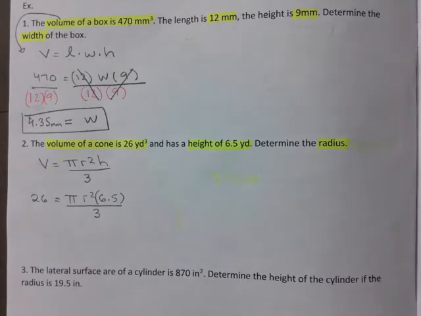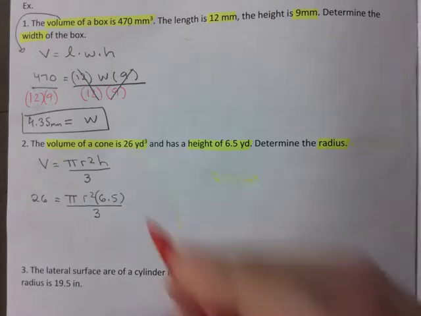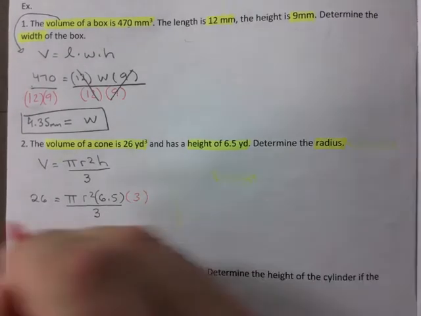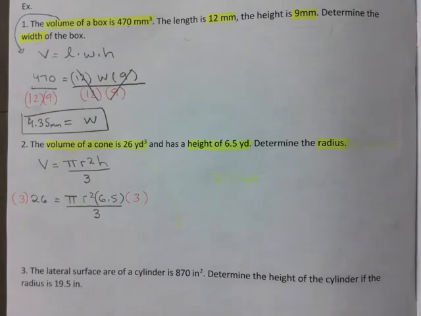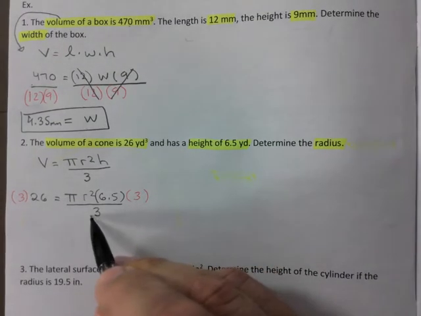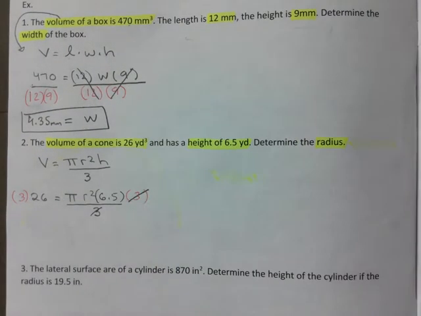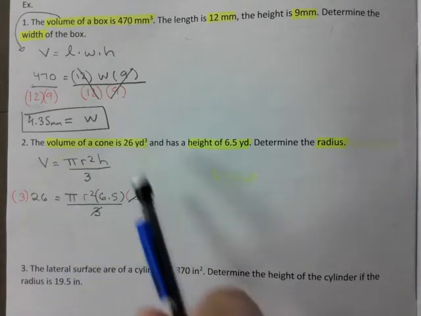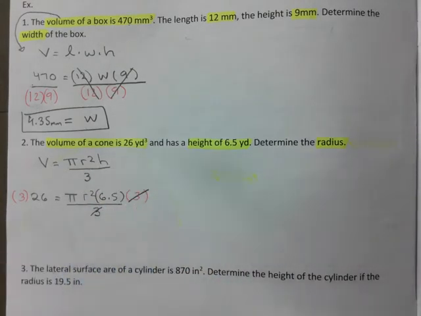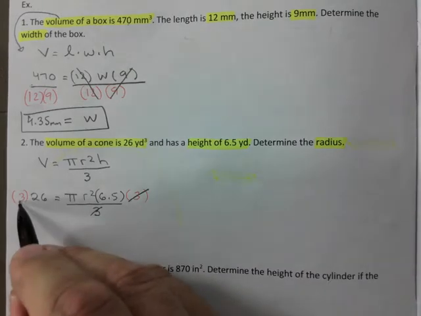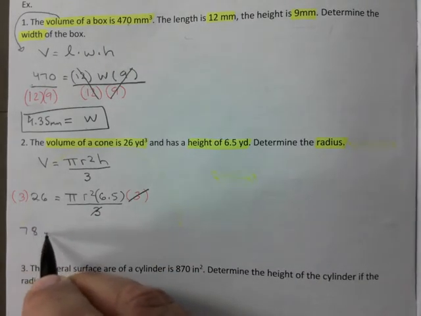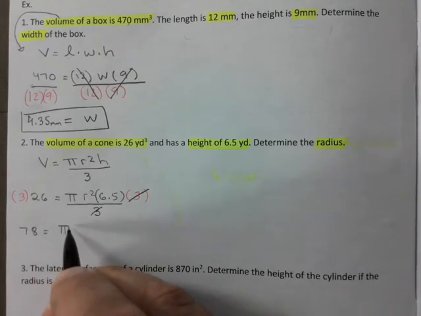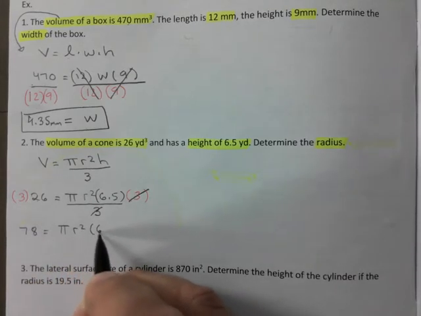Francis? Timesing it by 3. I would get rid of that 3 for sure. So that's my first order of business. Times it by 3 or multiply it by 3. I like to use a different color so I show what happened, right? So on this side, all you're doing is canceling. On the left side, you're actually multiplying. So 3 times 26 is 78. And then I'm left with pi r squared times 6.5.